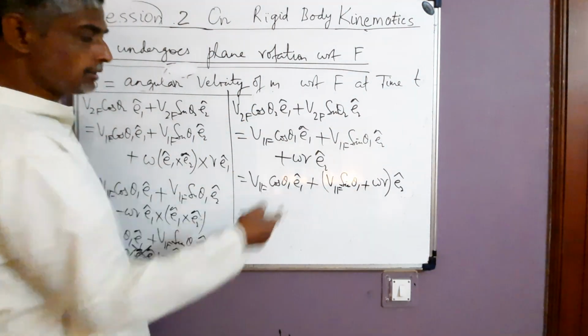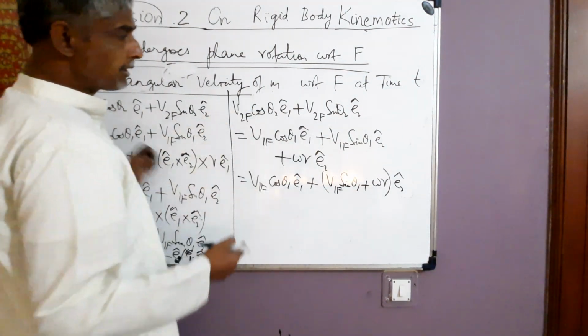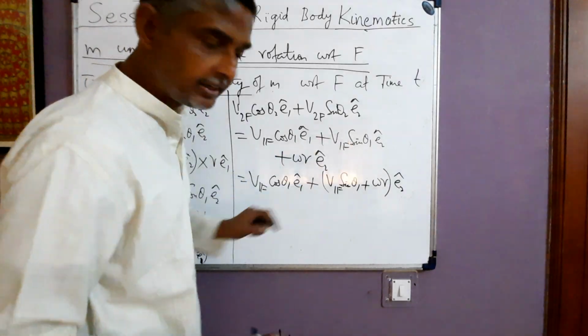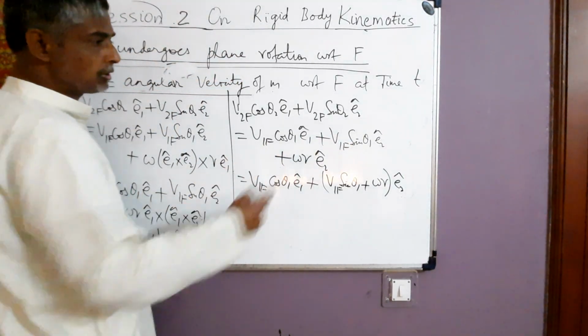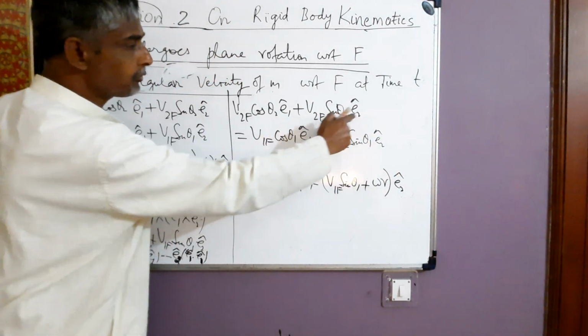So this equation is equal to this equation. From this we equate the respective components of E1 and E2 on both sides. If we equate the component of E2 first, on the left side the coefficient of E2 is what?